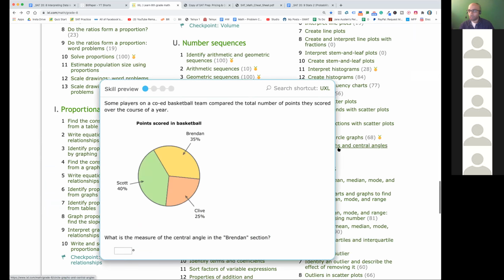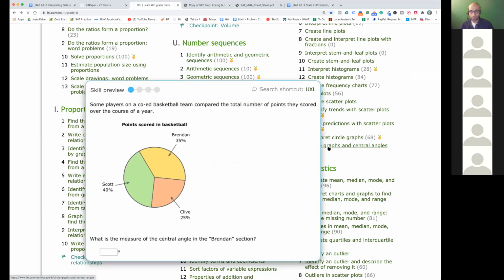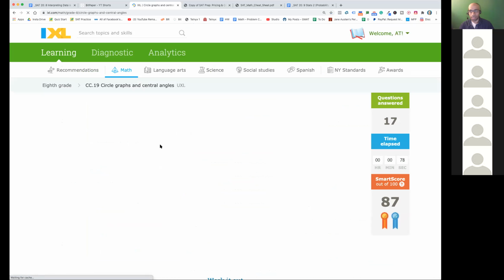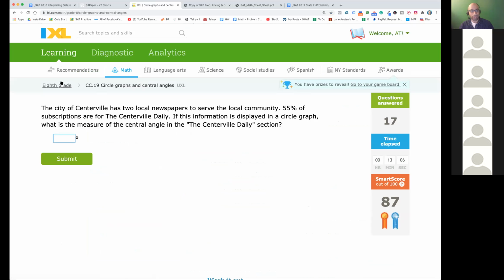Circle graphs and circle central angles. This is the last one, and then we're gonna do some actual reading now that you're warmed up. This is a great exercise. You have access to this IXL. I've already given it to people in my bootcamp, and you might already have this.